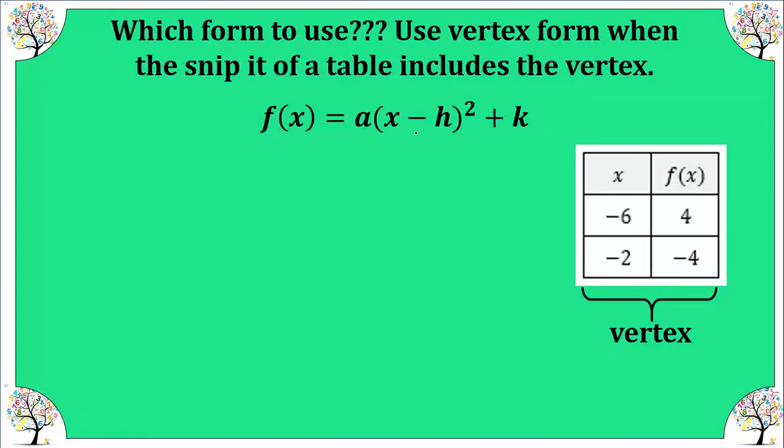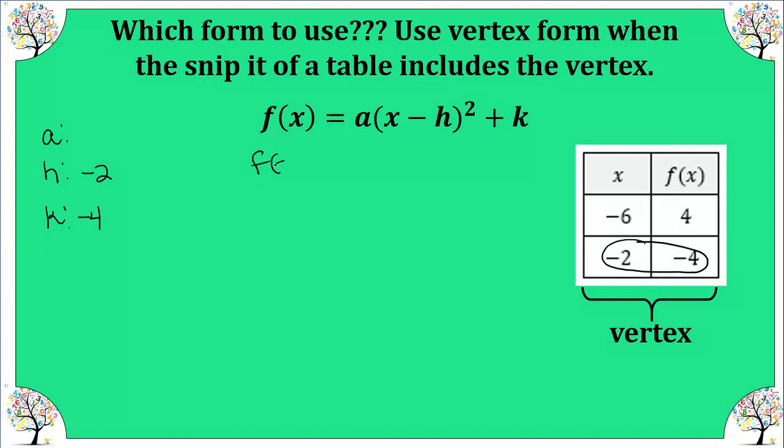Now, we're going to write our function in vertex form. This is when you have been given your vertex and one other point. So we have an a value, an h value, and a k value. We do not know the a value. Our h value is going to be -2. Our k value is -4. Again, you will have to be told which ordered pair is the vertex.